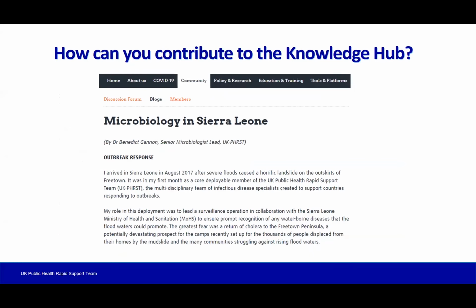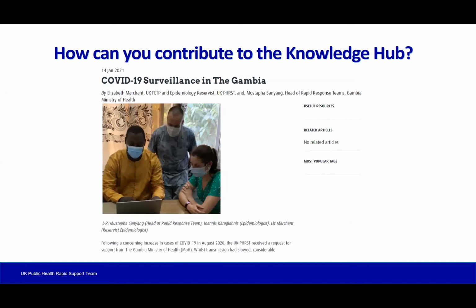This was a blog written by one of our senior microbiologist leads on the experience supporting outbreak response research and capacity development in Sierra Leone, and hub members can comment on blog posts and can also write their own blog post and submit these. And this was a recent article written by a UK FETP fellow, an epidemiology reservist and head of the rapid response teams for the Gambian Ministry of Health on COVID-19 surveillance in the Gambia.